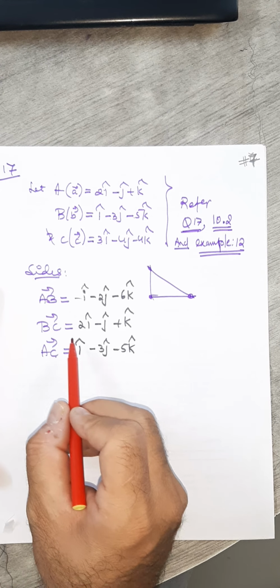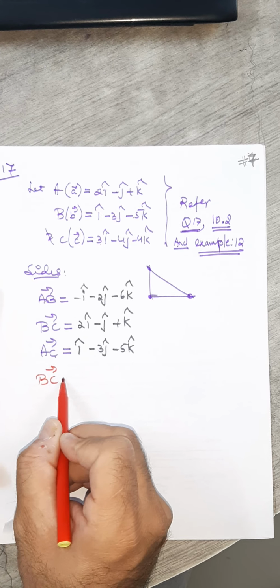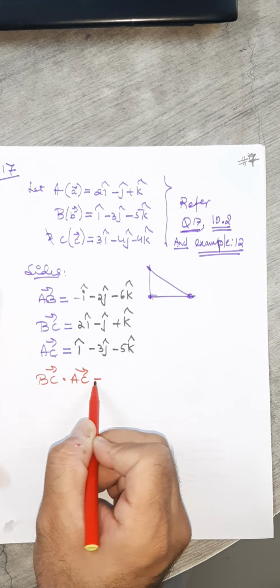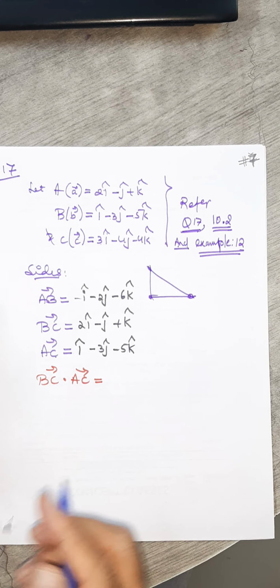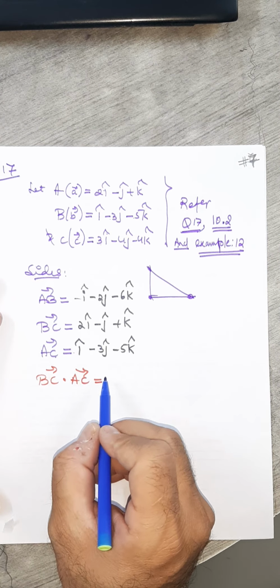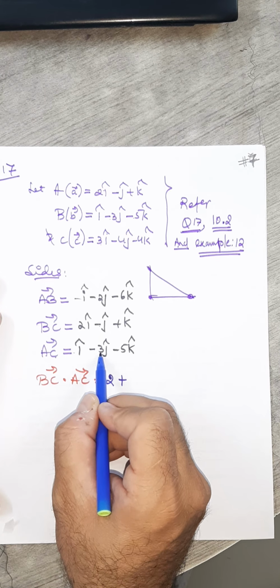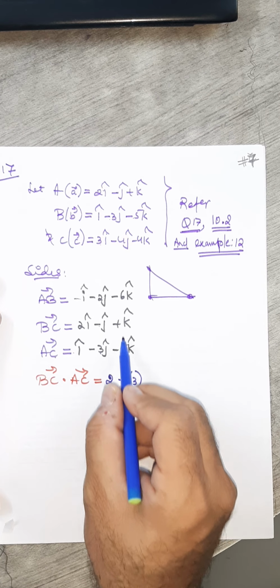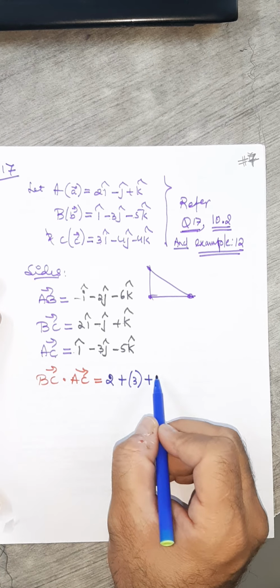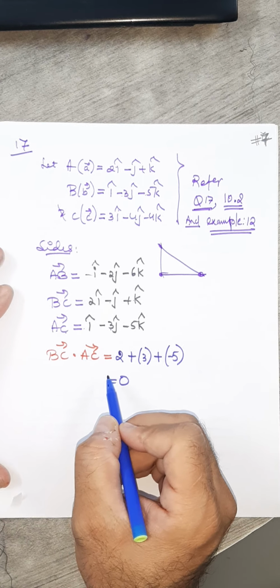Suppose I take the dot product of these two, vector BC dot vector AC. I'm just doing the dot product. So what will I get? 2 into 1, which is 2, plus minus 1 into minus 3, that's 3, plus 1 into minus 5, that's minus 5. So what is this? This is 0.